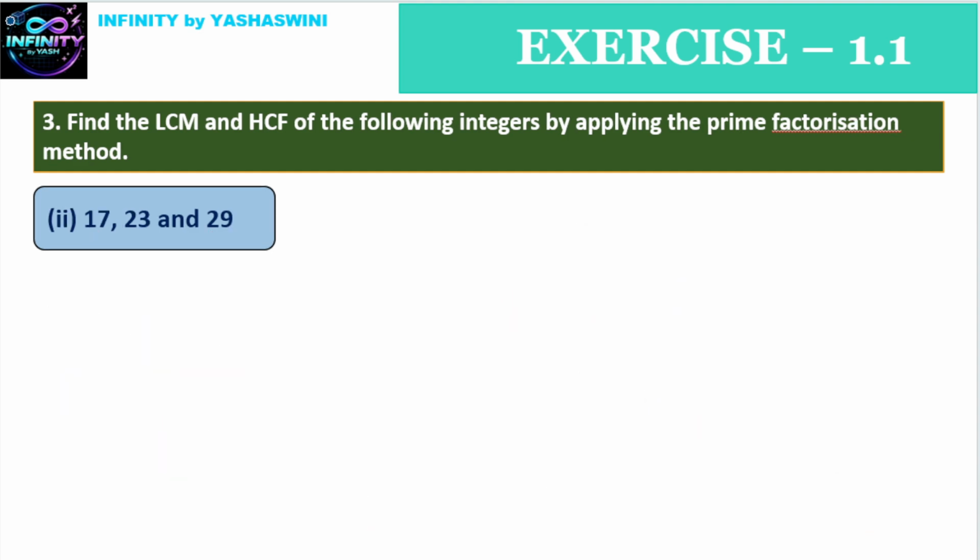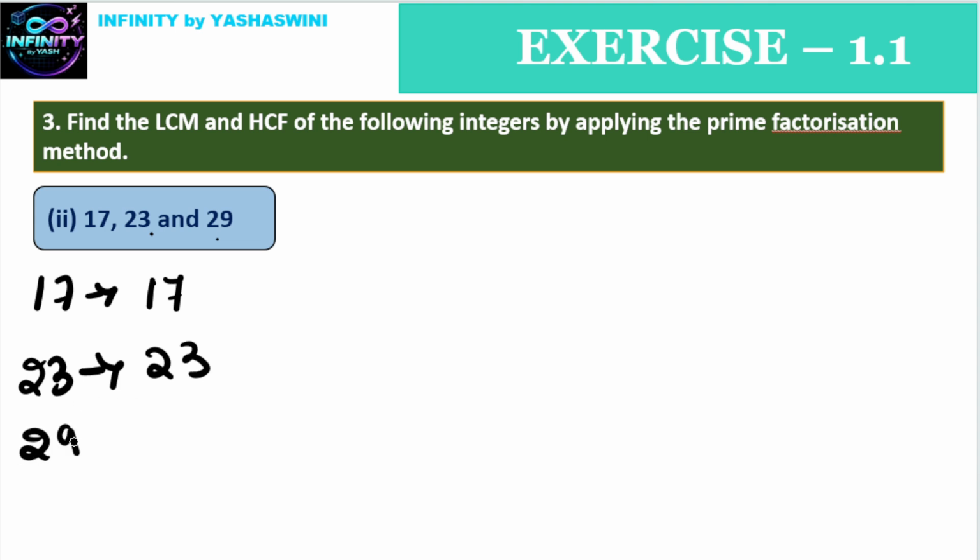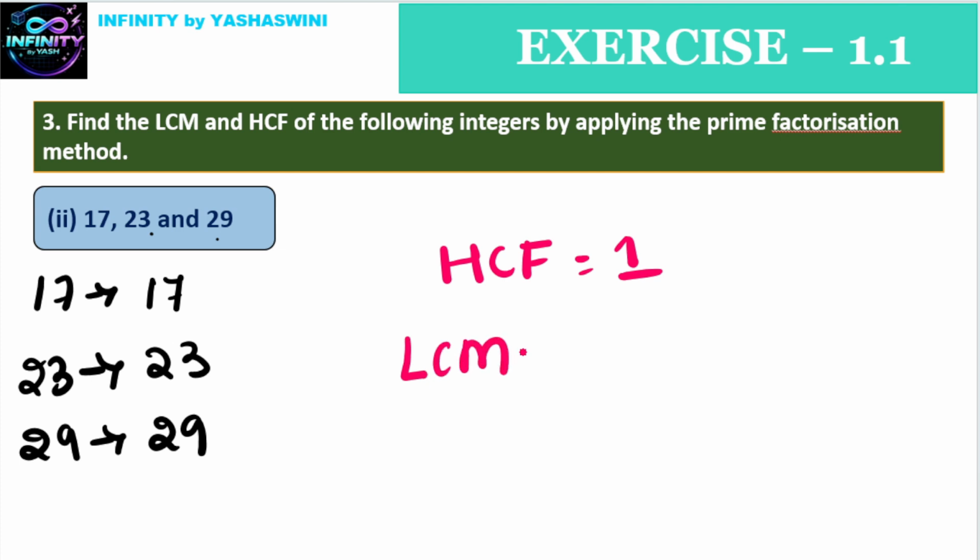Let us move on to the next one. Here 17, 23, 29. 17 is a prime number, so 17 itself is a factor. Then 23 is also a prime number, so 23, and 29 is also a prime number, so 29. See, there is no common factor. Now what we have to do for HCF? When you don't have any common factor, then HCF is equal to 1. Now LCM, multiply all factors, that is 17 into 23 into 29.